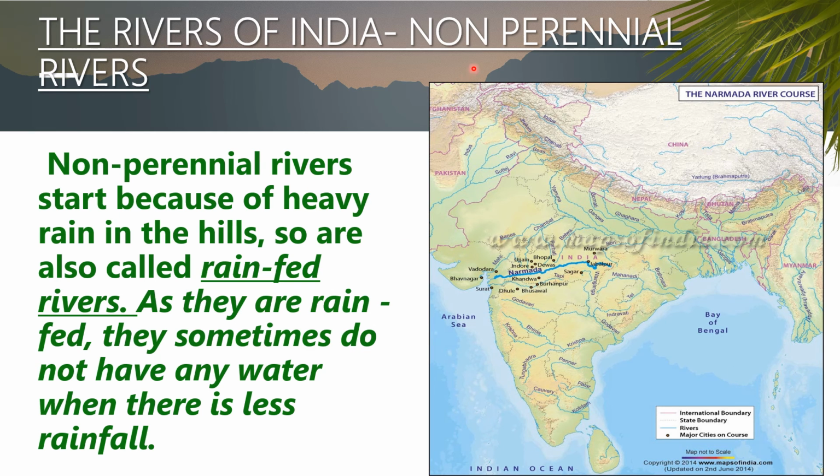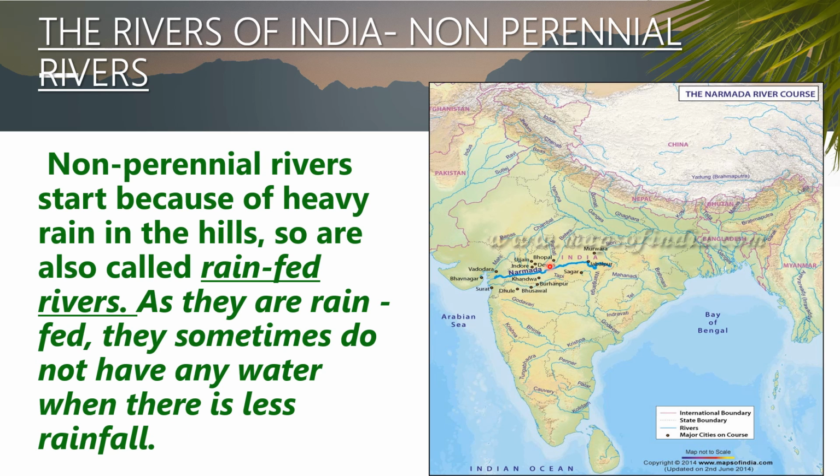The next one is non-perennial rivers. The non-perennial rivers start because of heavy rain in the hills, so they are also called rain-fed rivers. As they are rain-fed, they sometimes do not have any water when there is less rainfall.